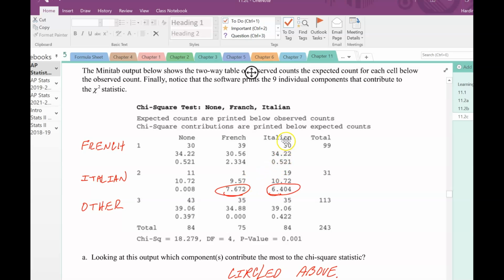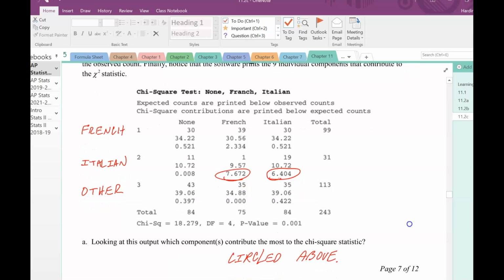And over here, when Italian music was playing, we observed 19 people buying Italian wine. We would have expected only 10.72. So this, the observed value, is actually much greater than what we would have expected. So these two are contributing the most to our test statistic, making that test statistic larger, further to the right, which eventually gives us a smaller p-value.